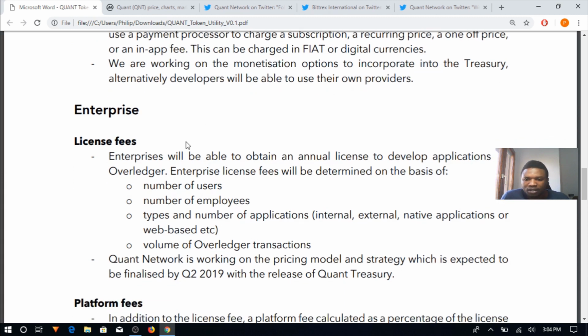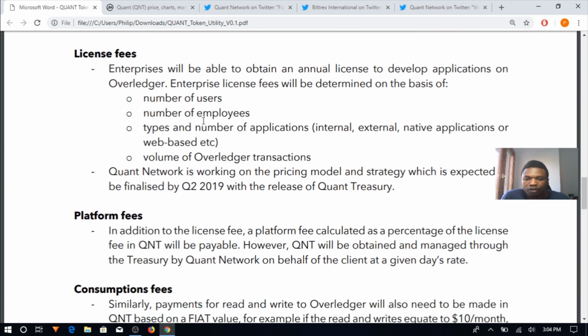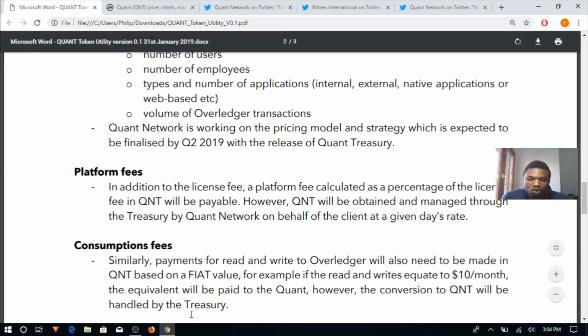For enterprises, there are some things that will be put into consideration, like the number of users of the enterprise, the number of employees, the type of application, either internal, external, native application, or web-based, and the volume of transactions on the Overledger network will also be a factor to consider. So Quant Network is working on the pricing model and strategy, which is expected to be finalized by Q2 2019 with the release of Quant Treasury.